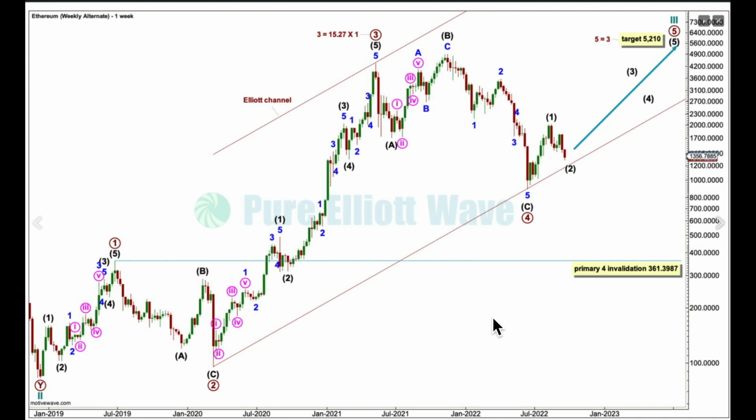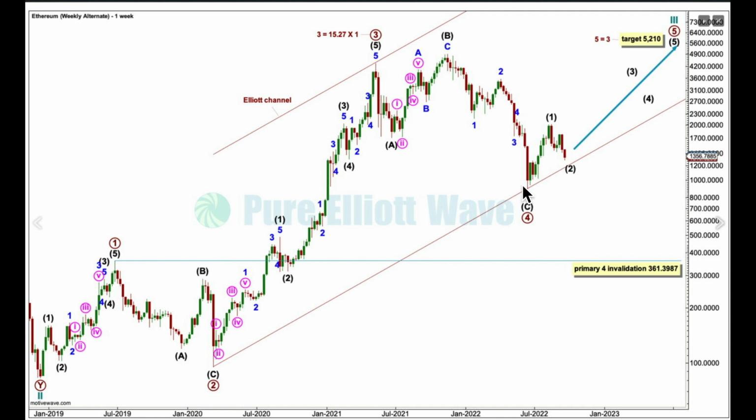At the weekly chart level, this is an alternate wave count. What if primary wave 1 was over here, 1, 2, 3, 4, and what if Ethereum is in the early stages of primary 5 to end cycle wave 3? This is possible, but I think it has a lower probability for a couple of reasons.